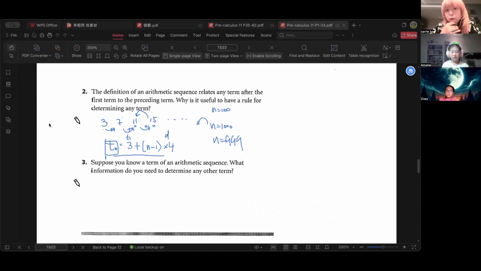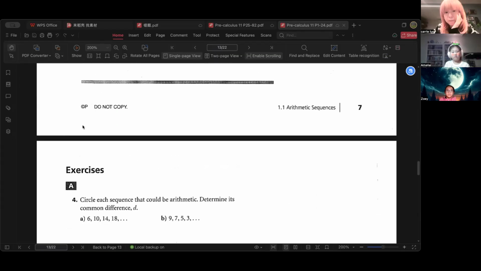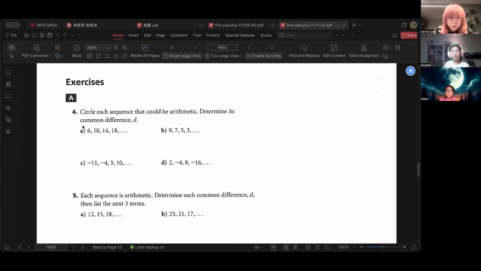So the most important part for this one is we know the first one is what? And we know how many terms there are, which is n, and what the difference is. It's always these three variables that are the most important thing, right? Okay, so let's take a look at this one.